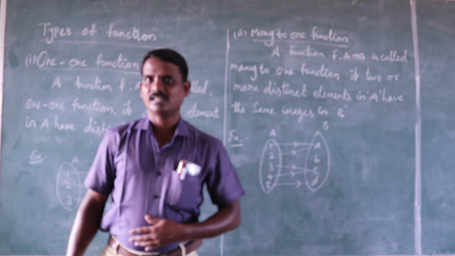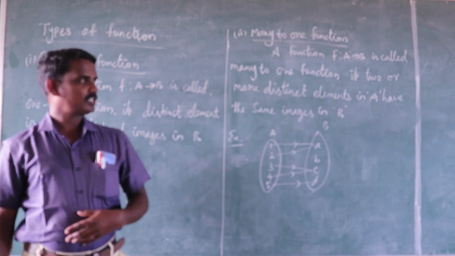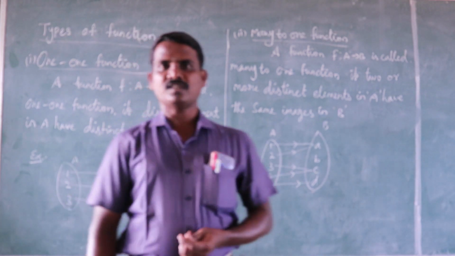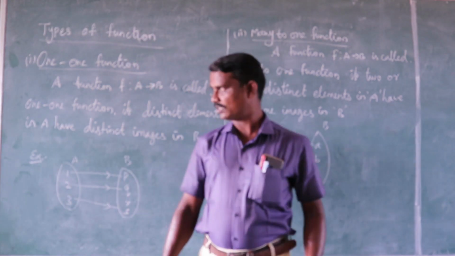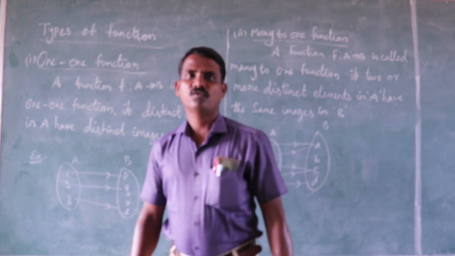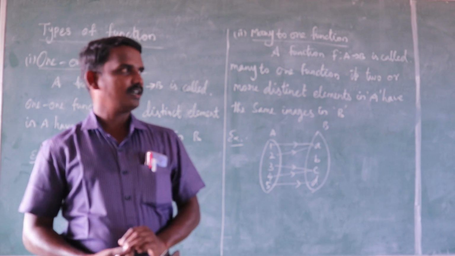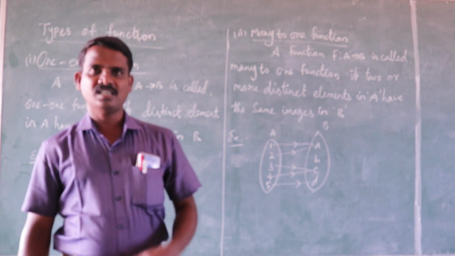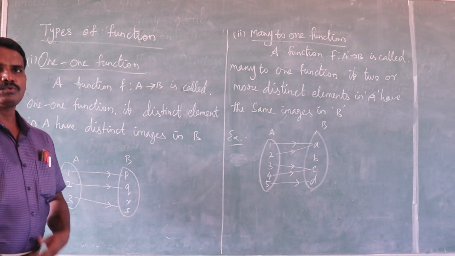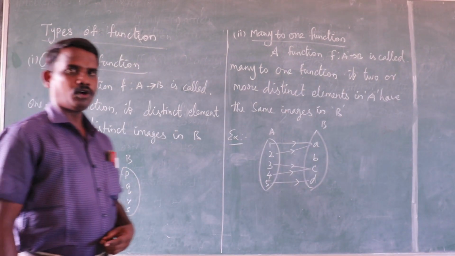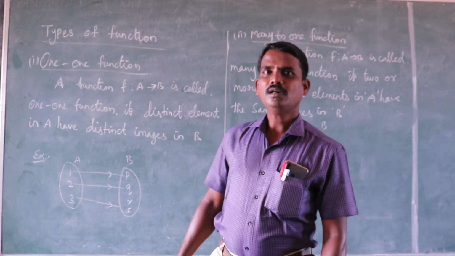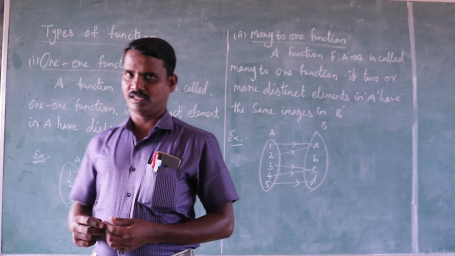Good morning students. In our previous session we saw about sets, Cartesian product of the sets, relations and functions, and what are the ways we can represent a function. We saw clearly and neatly. Here we are going to discuss about types of the functions. We have four types of functions: one-to-one function, many-to-one function, on-to function and into function.